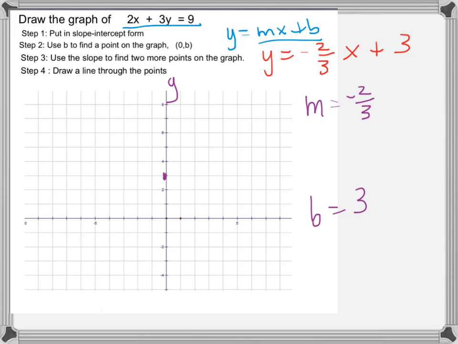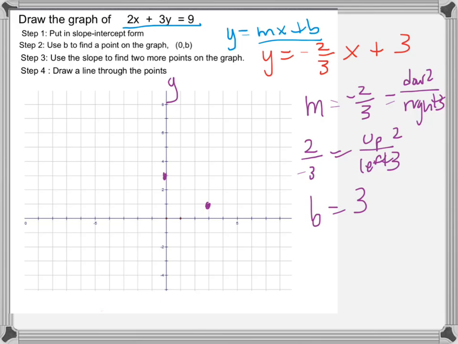The slope of -2/3 can be thought of in two different ways. It can go down 2 and right 3, or because you can think of it as 2 over -3, it can be up 2 and left 3. So if I go down 2 and right 1, 2, 3, or from the first point I can go up 2 and to the left 3.